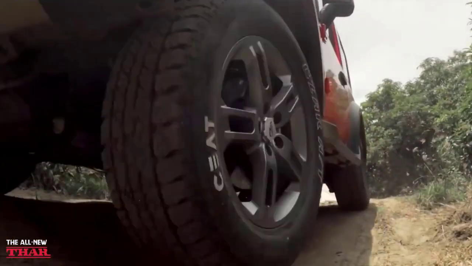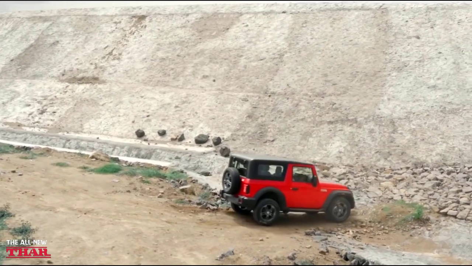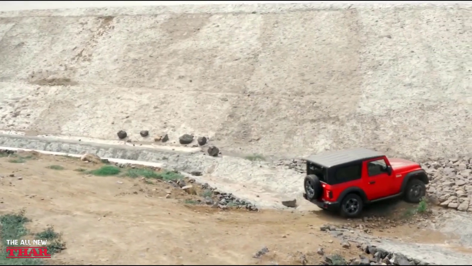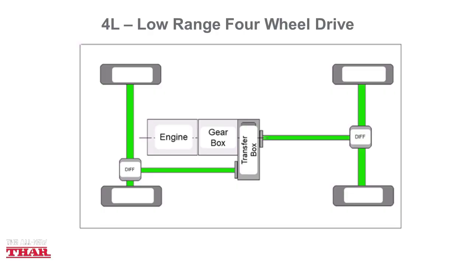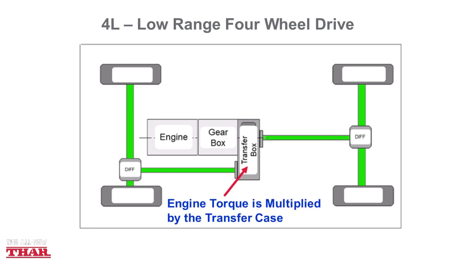Now let's check out 4L, or low range, of the Thar. It is important to note that 4L does not change the torque distribution at all. It will not overcome shortcomings with open differentials either. 4L, however, will multiply the torque coming out of the transmission. This is the second role of the transfer case in the part-time four-wheel drive of the Thar.